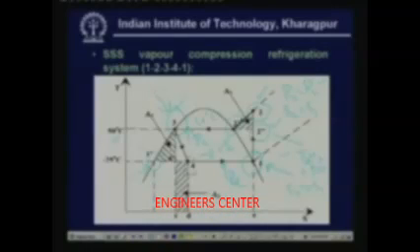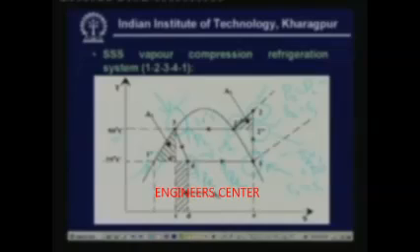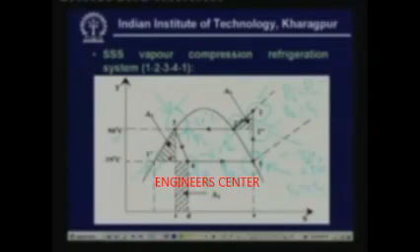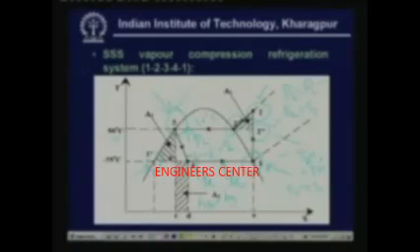And point 4, at point 4 you know the pressure PE, and you also know that it is an isenthalpic process. So, the enthalpy at point 4 is same as enthalpy at point 3, that means H4 is equal to H3, which is known. So, you again know everything about point 4. So, you can find out rest of the properties.